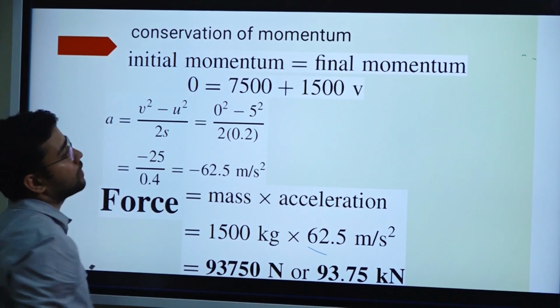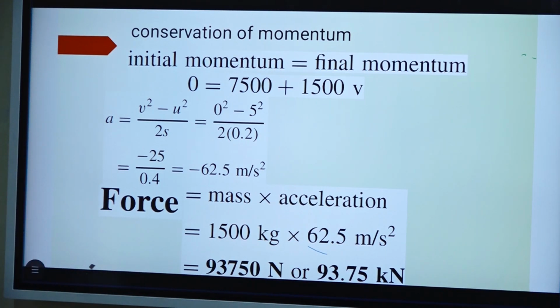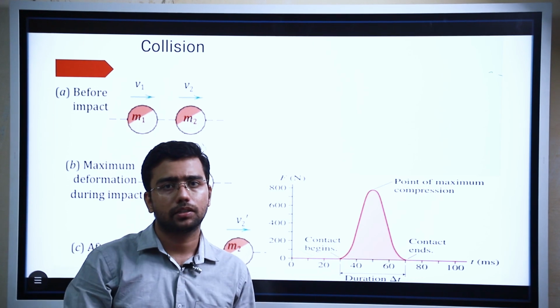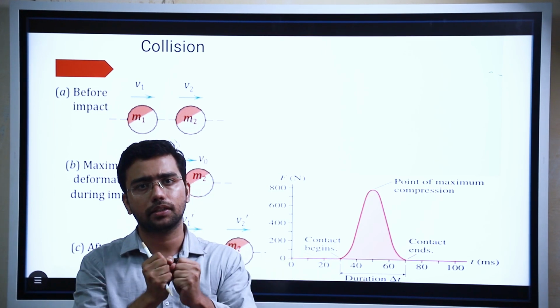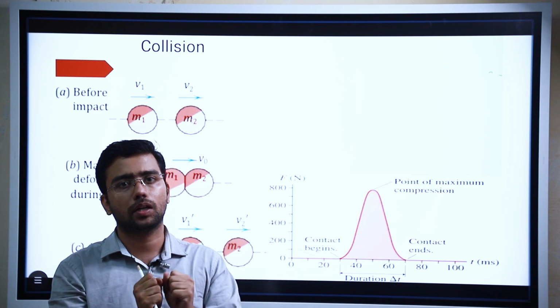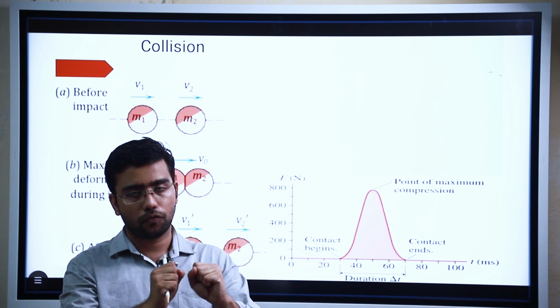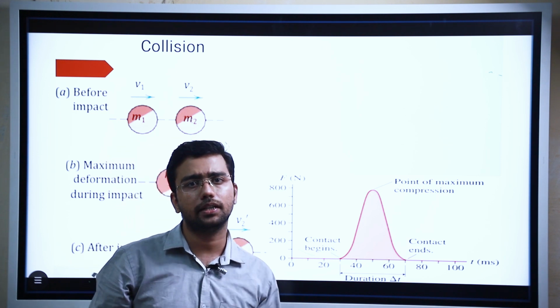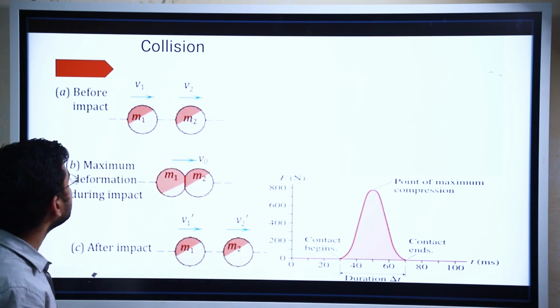So next question we will move. Next is the topic collision. Collision also depends upon impact. Whenever two bodies are colliding, they will touch for a very short amount of time. So at the contact point, force will act for a very short time. That's why it will act like an impulse.